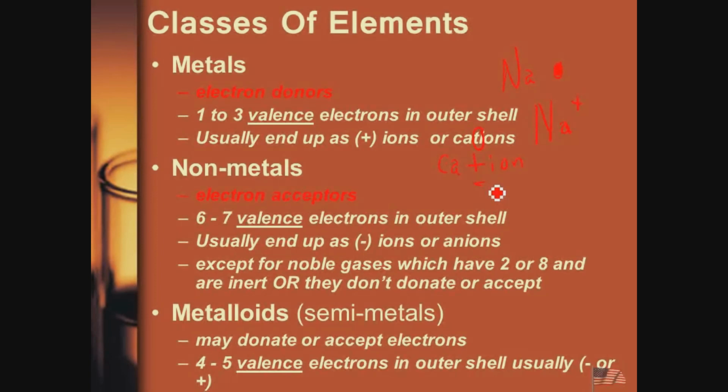The ones on the right side, the nonmetals, their shells are almost full. They usually have somewhere between 6 or 7 electrons in the outermost shell. So they end up taking those electrons from sodium, and they now have more electrons than they do protons, so they become a negative ion or an anion, N for negative.